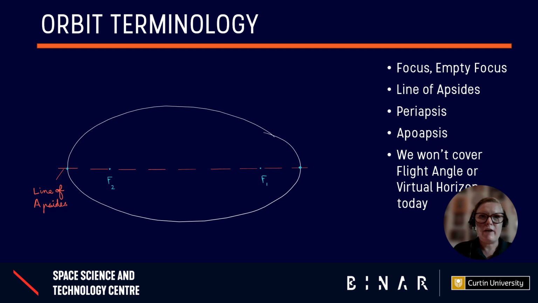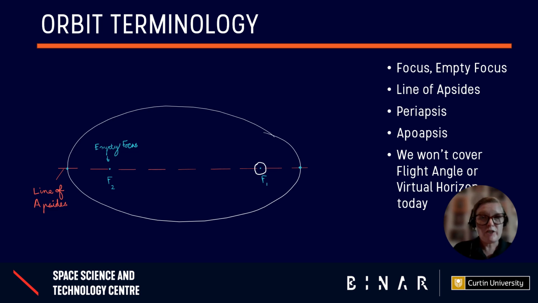And so we have our body that we're orbiting, F1, and then over on the other side we have this other focus here, and we call it the empty focus. So we normally just call F1 the focus, but they're both foci. So we normally refer to the body we're orbiting. This point on the right, F1, is the center of mass of the body that we're orbiting, and this point over on the left, F2, exists in the geometry of the ellipse, but it doesn't really exist out in space. There's nothing there. It's just part of the geometry of the orbit.